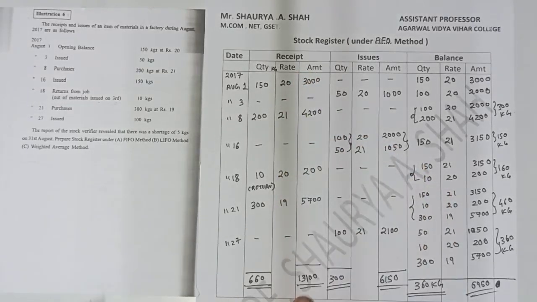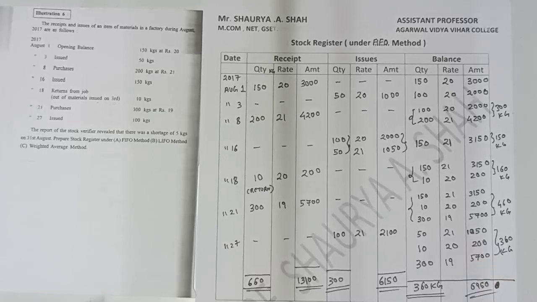The amount of your receipt is 13,100. The amount of your issue is 6150. When I deduct 6150 from 13,100, I should get the amount of 6950. That is the total of all these three quantities, right? I hope it is clear to each and everyone. Do practice this sum one more time, then you will be very clear with the sum.